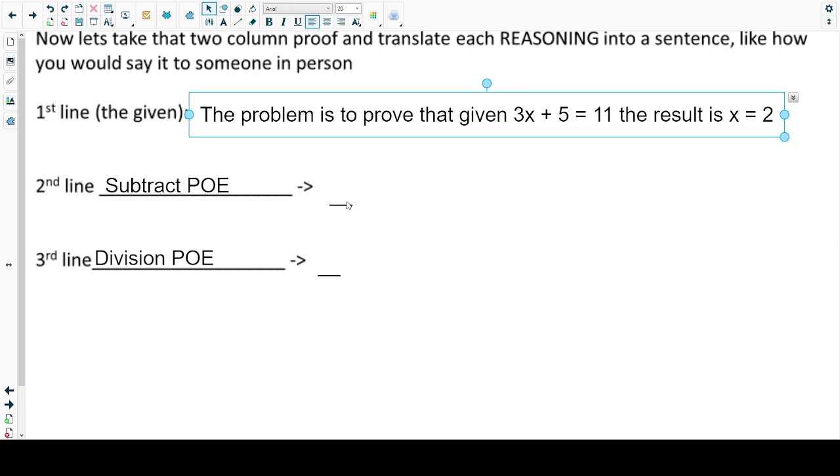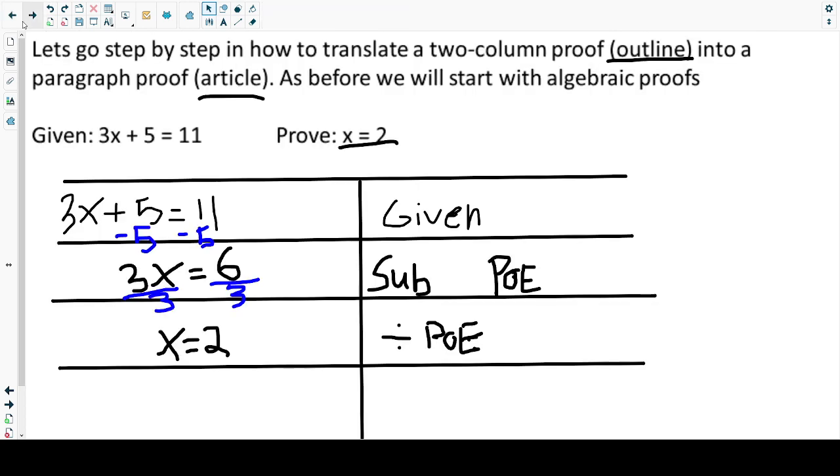The second line is subtraction POE. That's when we subtracted 5 from both sides. Each line you can think of as a three-part sentence. You want to state what you did in words. You want to state why you can do what you did; that's the reason. And you want to state what the result is. So if you're wondering, how do I write this in sentence form? Think of what those three parts are. What did we do? Why could we do it? And what did we end up with?